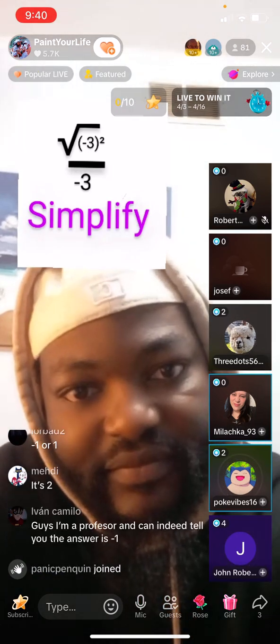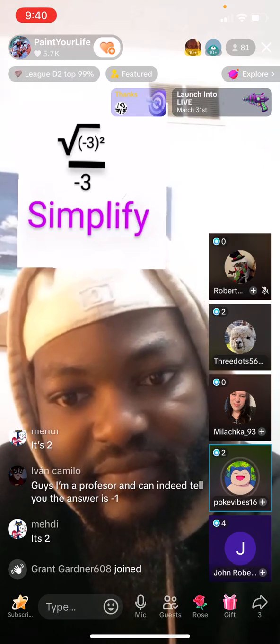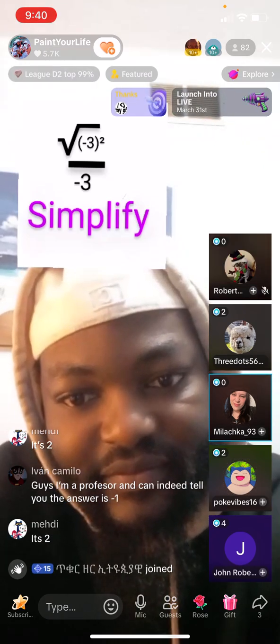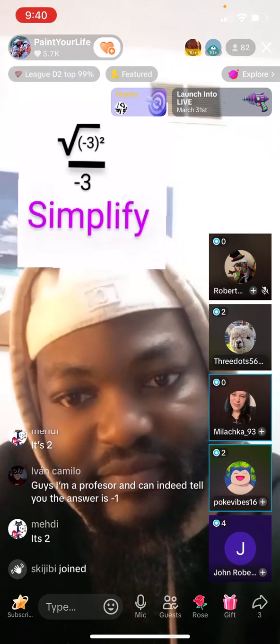Yes, but that's not what we were talking about. Negative 3 times itself is 9, we know. We were just talking about that as a separate concept, a side quest.